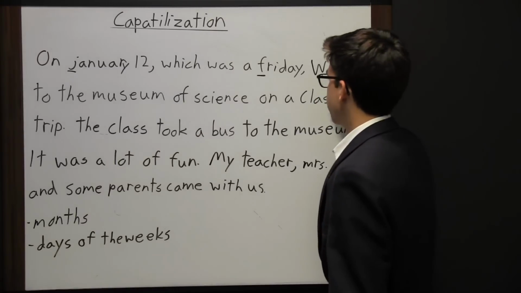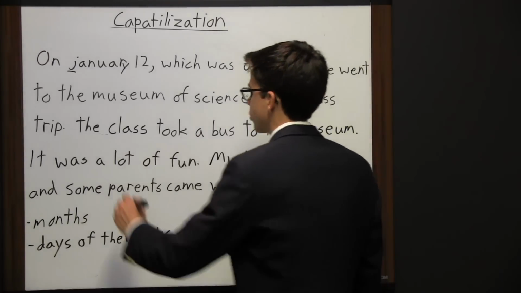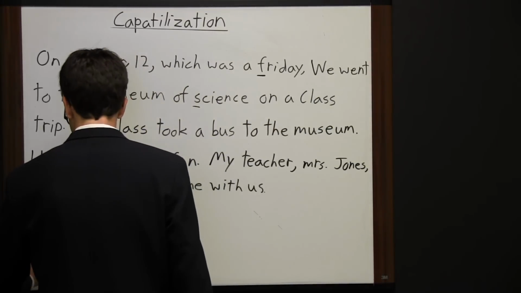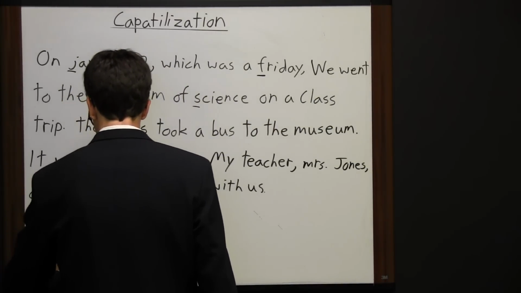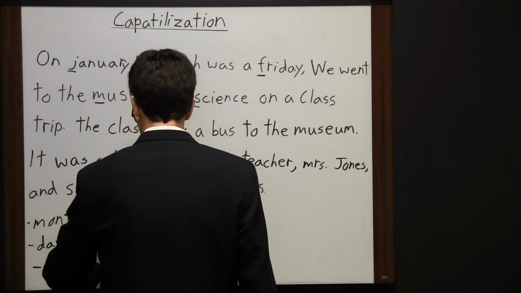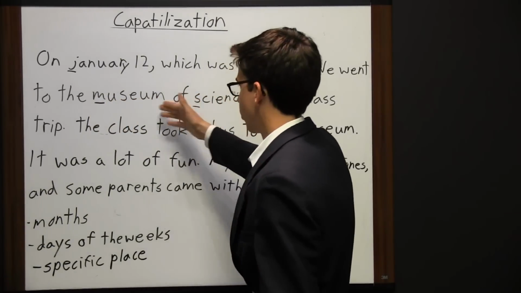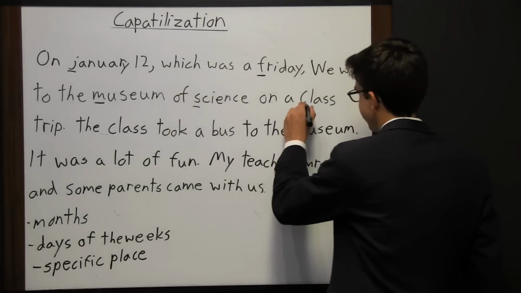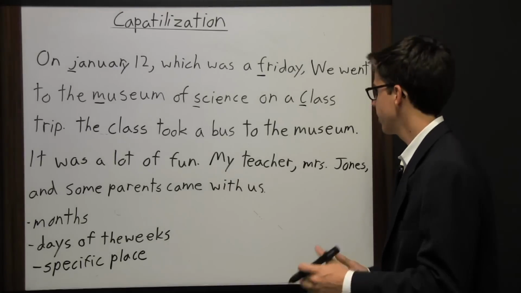And then it says we went to the Museum of Science on a class trip. So museum and science both need to be capitalized because this is a specific place. You don't capitalize of because it's not an important word. So you need to capitalize museum and science. And then notice right here, class does not need to be capitalized because there's no reason why it needs to be capitalized.